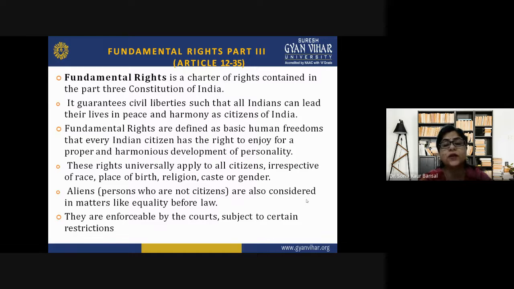Persons who are not citizens of India are also considered in matters like equality before law. So they are enforceable by the courts, subject to certain restrictions. Fundamental rights are defined as basic human freedoms that every Indian citizen has the right to enjoy for a proper and harmonious development of personality. So all are having equal rights.